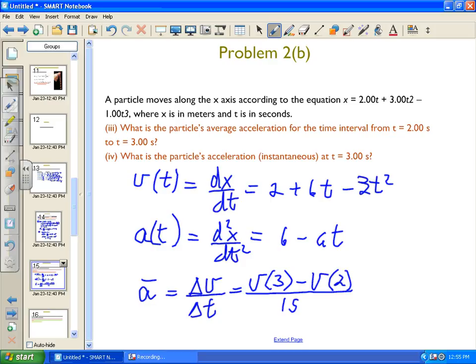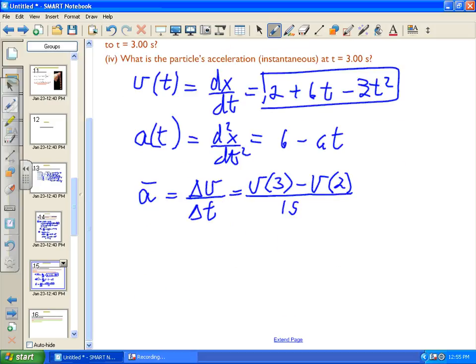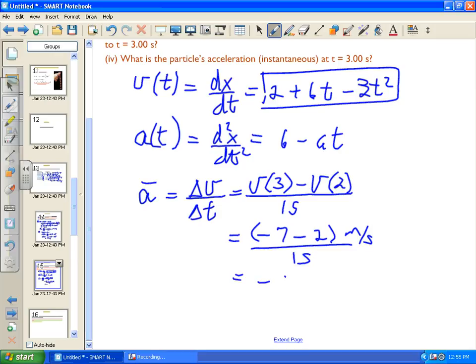Okay, well, let's see. Since we have our velocity function, when we put the velocity at t = 3 seconds, we get a value of minus 7. At t = 2 seconds, we get a value of minus 2, and of course that is in meters per second. Divide that by 1 second, and that gives us a value of minus 9 meters per second squared.